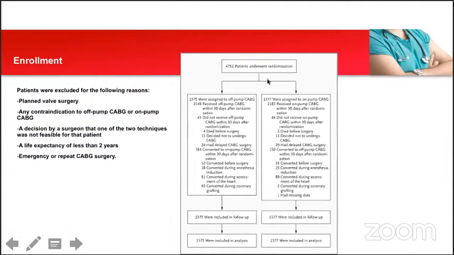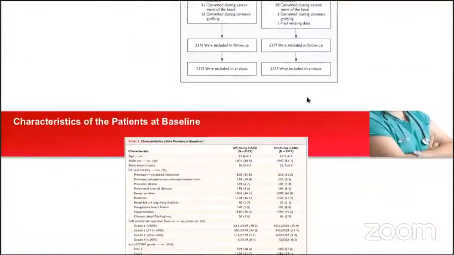So out of the 4,752 patients who underwent randomization, 2,375 were assigned to off-pump CABG, and 2,377 were assigned to on-pump CABG. And here we can see that around 184 from the off-pump arm converted to on-pump CABG, and 150 converted to off-pump CABG in the on-pump arm.